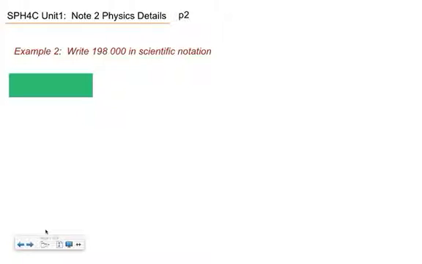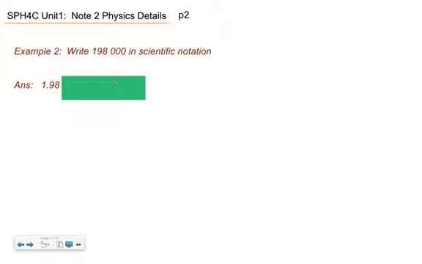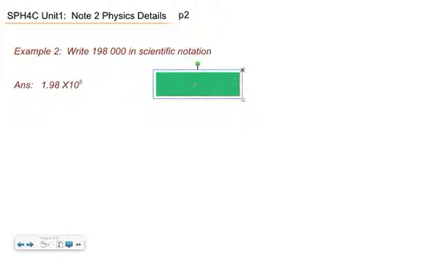So let's write this one out. I have the answer underneath my box there, but 198,000. The first step is to write 1.98 as the beginning. Then you write the times 10, and the only thing is what the exponent is going to be. So I count up 6 digits there, so the exponent has got to be 5. And that's writing big numbers in scientific notation.